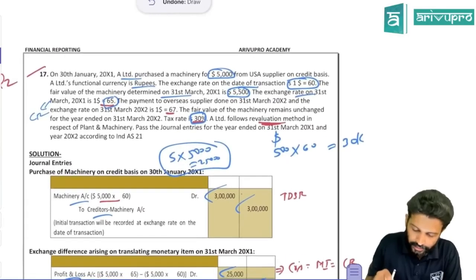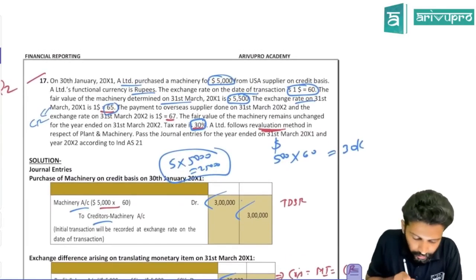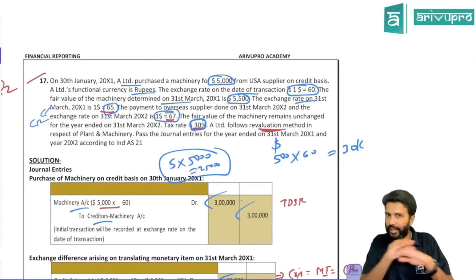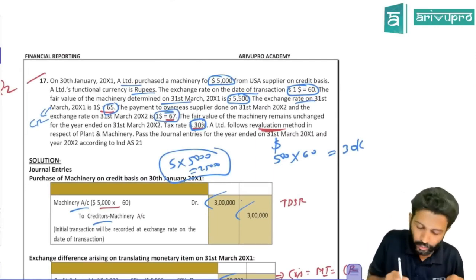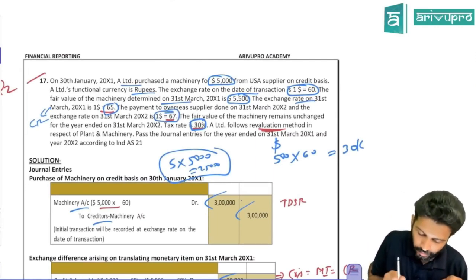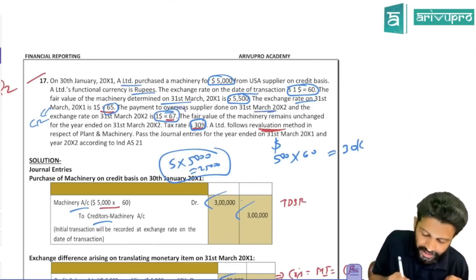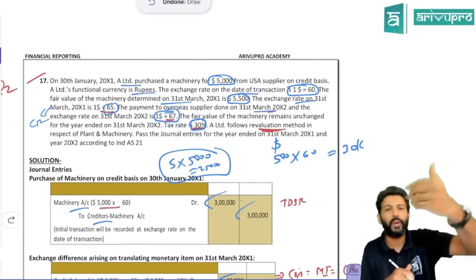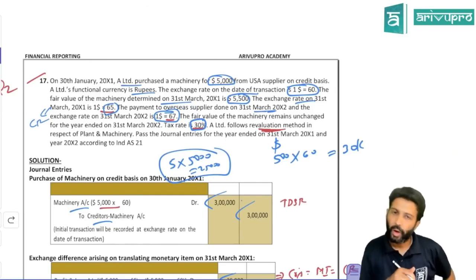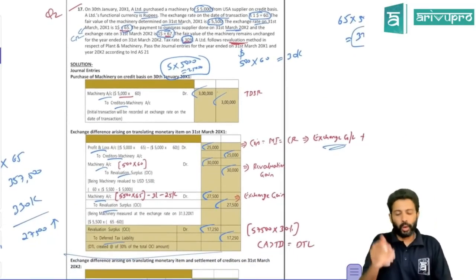Next year, what happened? I think they did not stop there. The exchange rate on 31st March 20x2. So 31st March 20x1, year 1 over. Next year on 31st March 20x2, you made the payment to the supplier and the exchange rate was $1 equal to 67. We settled the creditor at 67. Okay, that is one. So now settlement is done.